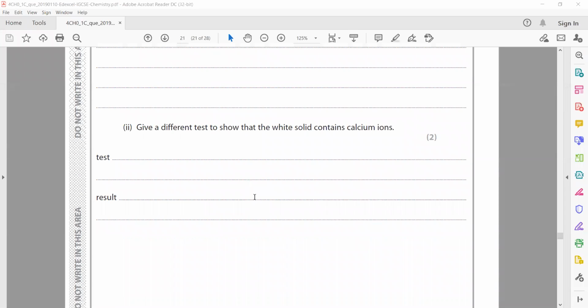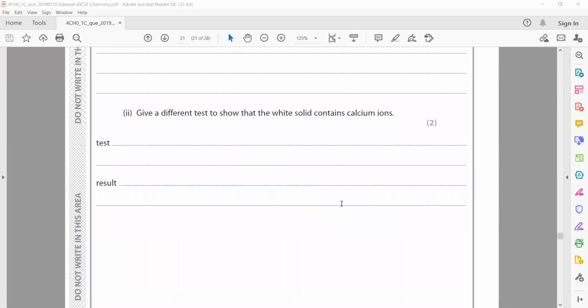Give a different test to show that the white solid contains calcium ions. So what we can do, we can add aqueous ammonia. There will be no visible change, or no reaction, or we can also carry out a flame test and it will give a red flame.